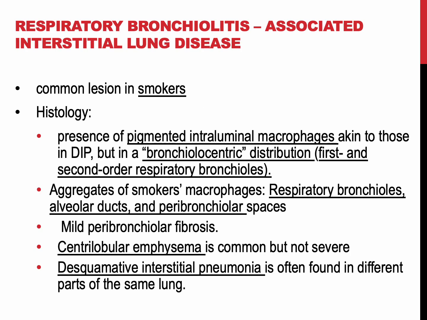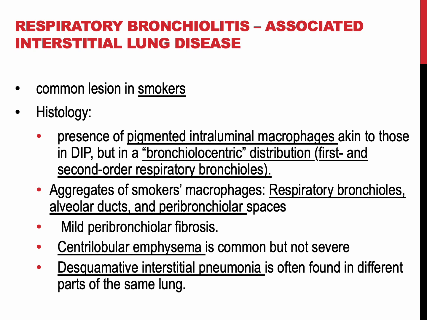Respiratory bronchiolitis is a common lesion found in smokers. It's characterized by the presence of pigmented intraluminal macrophages like those seen in desquamative interstitial pneumonia. Remember, in desquamative interstitial pneumonia, there were collections of pigmented macrophages within the alveolar spaces. So, what's the difference now?